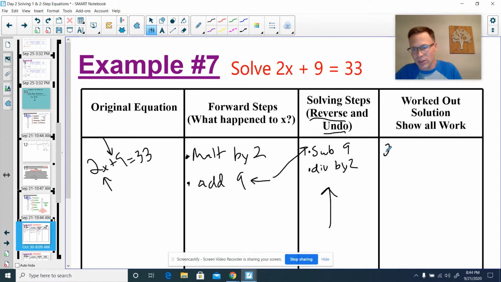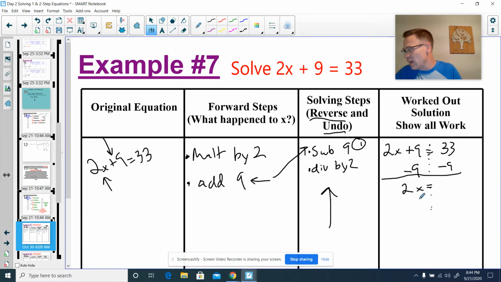Now, the cool thing about this is that it's literally instructions that you have to follow. So we're going to write the equation 2x plus 9 is equal to 33. And now we're just going to follow instructions. The first thing I have to do is subtract 9. And again, I have two sides of the equation. Whatever I do to one side, I have to do to the other. And 9 minus 9 leaves me with 0, or just 2x. And that is now equal to 24. And then I've checked off that step.